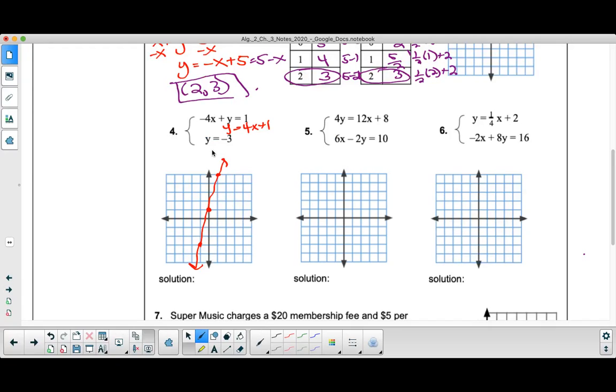Then we're going to graph y equals negative 3. Hopefully you recognize this. Y is equal to negative 3. Negative 3 is down here, and that is going to be a horizontal line. Anything that's just y equals a constant is a horizontal line. Now remember, the solution is where your lines intersect. These intersect right here at (negative 1, negative 3). So our solution is (negative 1, negative 3).